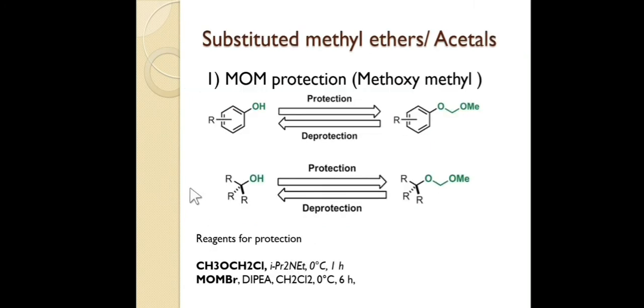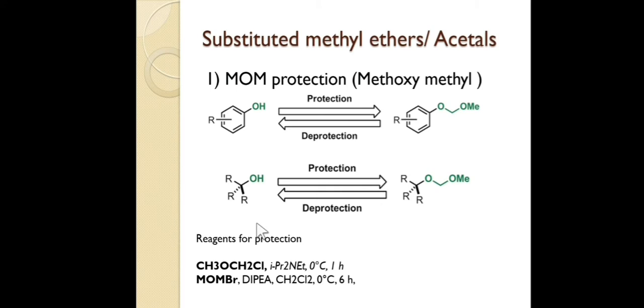The first group is methoxymethyl, that is MOM protection. We can protect the OH group of phenols as well as alcohols with the help of methoxymethyl. The protecting group looks like methoxy and this is a methylene, so we call it methoxymethyl protection, abbreviated as MOM protection. You can see this is the protection of phenol with MOM and protection of alcohol with MOM.